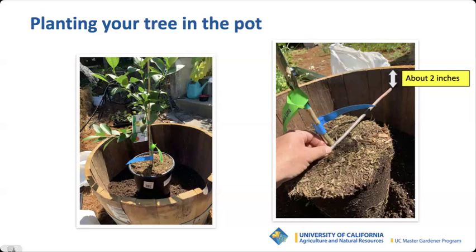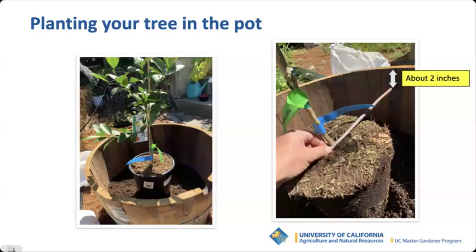So you're going to want to place your tree in the center of your new container and check the soil level. You'll want to add soil to the bottom of the container so that the root ball will sit where its top is about 2 inches below the rim of the pot. So you can see this in the picture on the right.